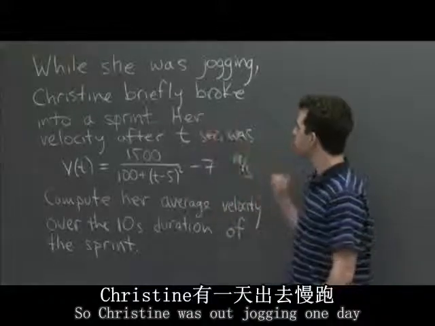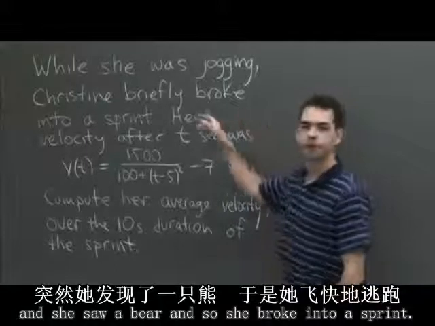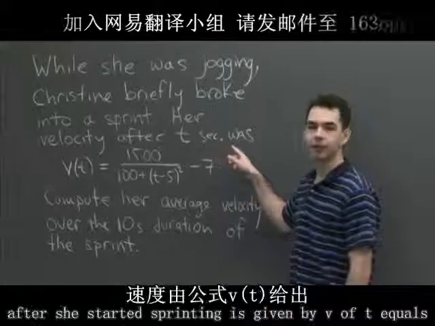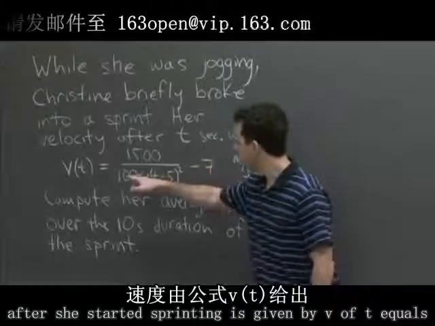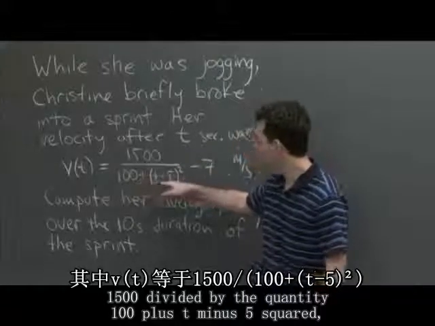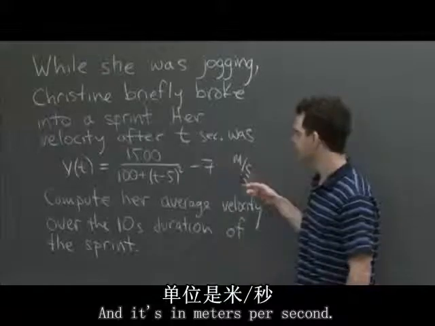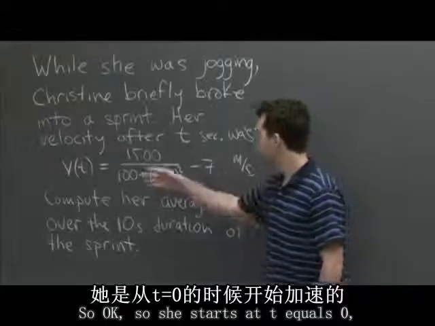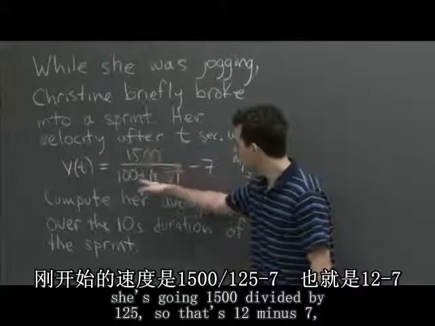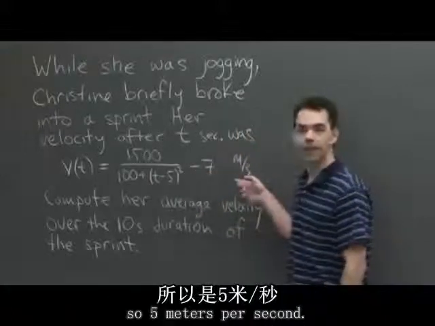So Christine was out jogging one day, and she saw a bear, and so she broke into a sprint. So she starts speeding up, and her velocity t seconds after she started sprinting is given by v of t equals 1500 divided by the quantity 100 plus t minus 5 squared, the whole thing minus 7. And then it's in meters per second. So she starts at t equals 0. She's going 1,500 divided by 125. So that's 12 minus 7, so 5 meters per second.